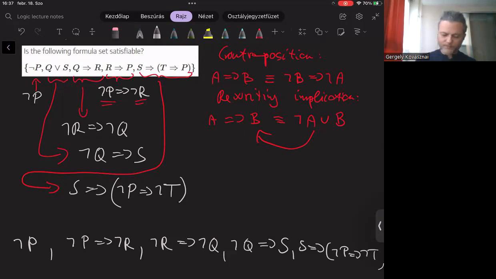Okay, so now it's time to summarize. Let's execute this chain of deductions. So P must be false because of the first formula. R must be false. Q must be false. S must be 1. And finally, since S is 1 and P is false, T must be false. So these are the values that must be assigned to the variables to satisfy all the 5 original formulas.